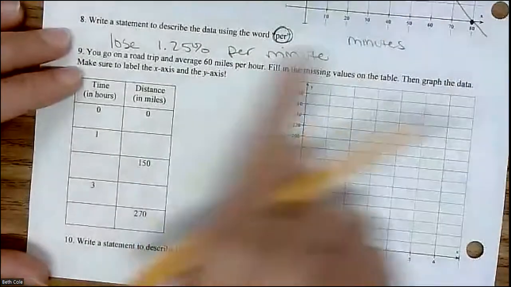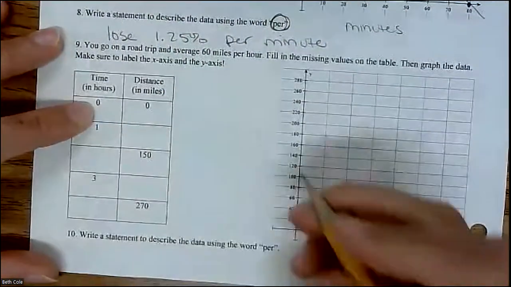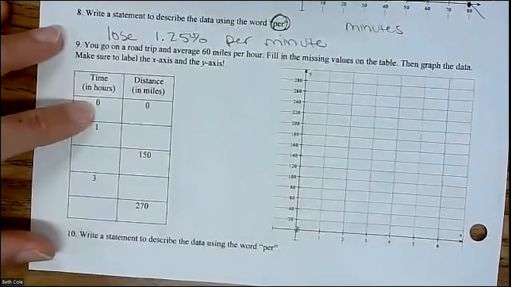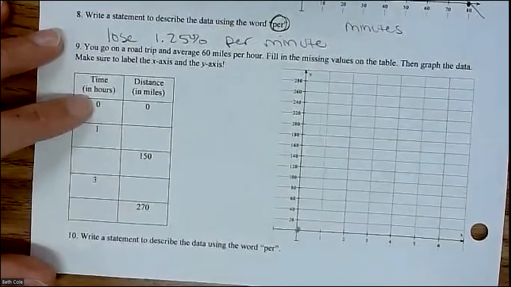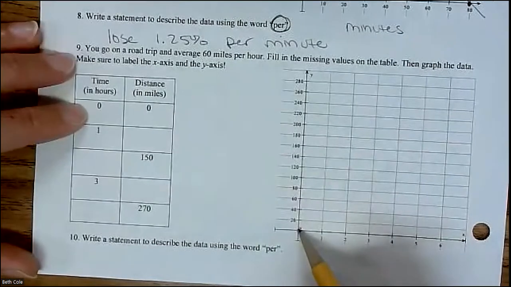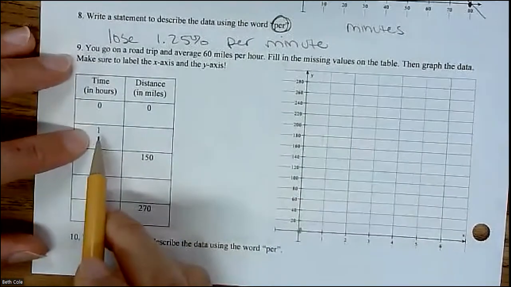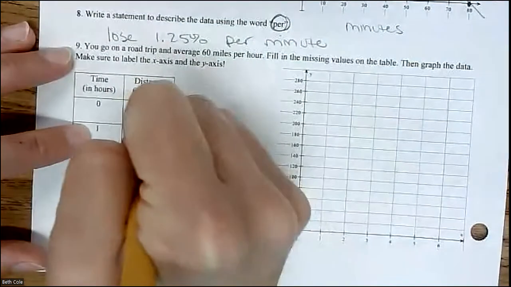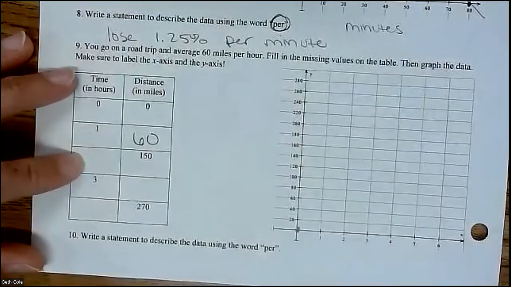Okay. So let's fill in the table. We're going to start with 0. Hey guys, why does 0, 0 make sense? Because you don't have any miles. Because it's the point of nothing. Yeah, if you haven't left yet, you haven't gone any distance. Anyway, you start at 0. That's like you're starting at home. Okay, so after you've gone 1 hour, you have gone 60 miles. Good.